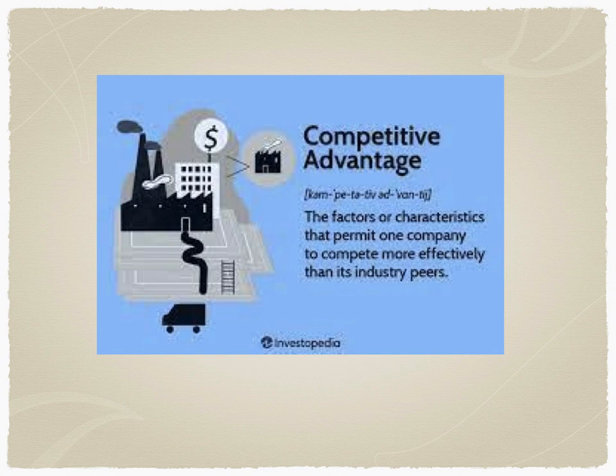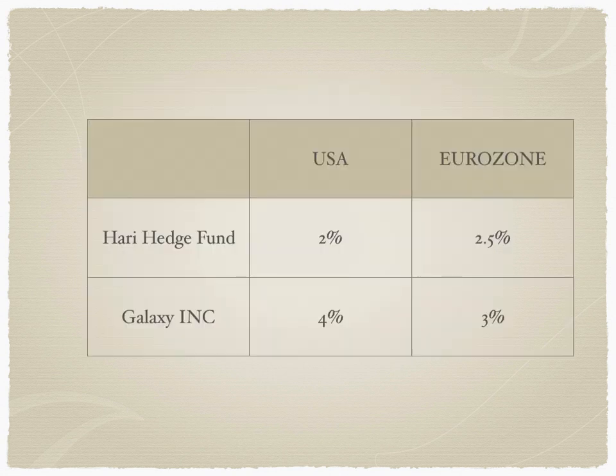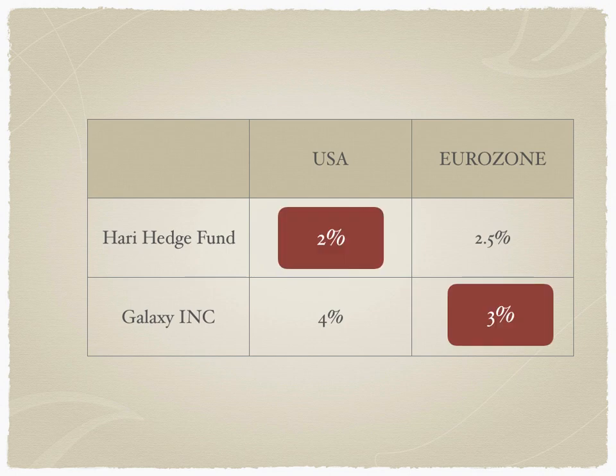In finance, competitive advantage could be revenue maximization, cost reduction, geographical maximization, etc. So these are competitive advantages of specific companies. To sum up the table, Hurry Hedge Fund can borrow in USD at 2%, in the Eurozone at 2.5%. Galaxy Inc. can borrow at 4% in the US markets, in euros, and at 3% in the Eurozone. So what's the competitive advantage?